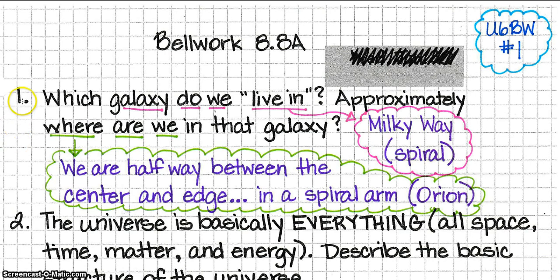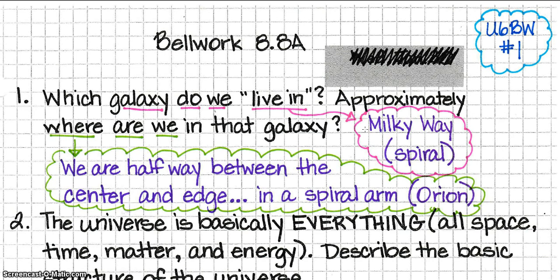So number 1 asks, which galaxy do we live in? Hopefully you know this by now, but we live in a galaxy known as the Milky Way, and the Milky Way galaxy is actually a spiral galaxy. Okay, there are different types of galaxies, which we'll get to in a minute, but ours, the Milky Way, happens to be a spiral.